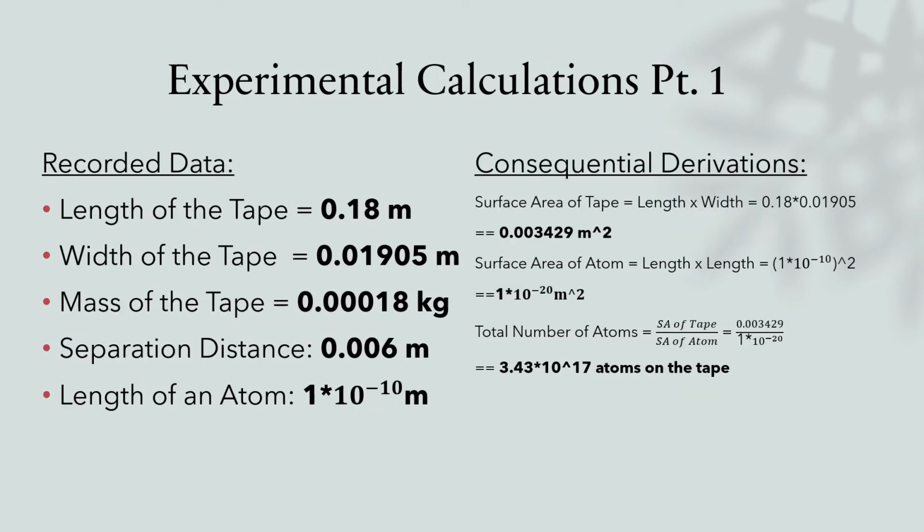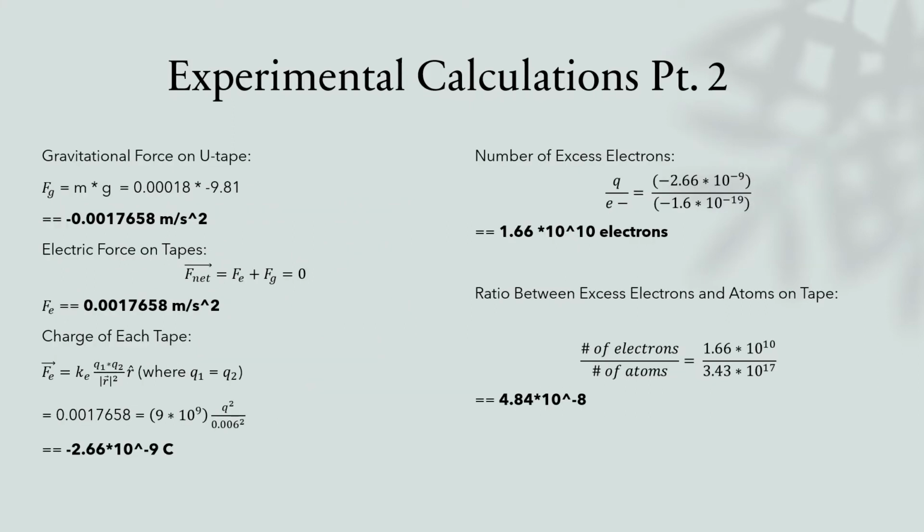Some experimental calculations that were made are the surface area of the tape, the surface area of an atom, which is used to find the total number of atoms on the piece of tape, which is found from the length, the width, and the mass of tape, as well as the separation.